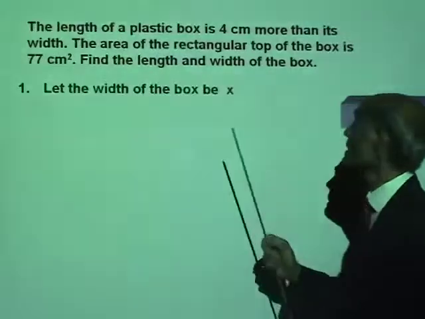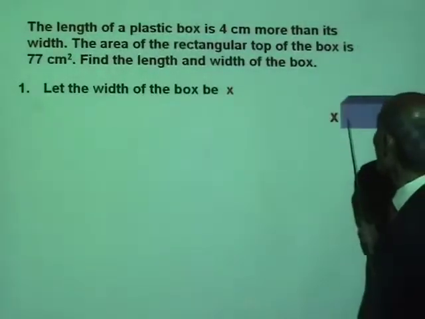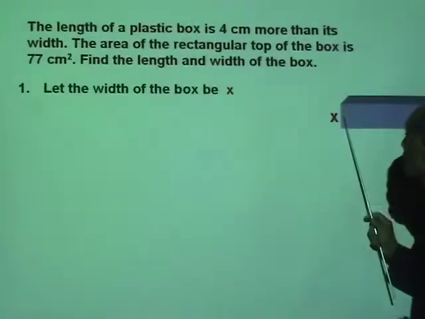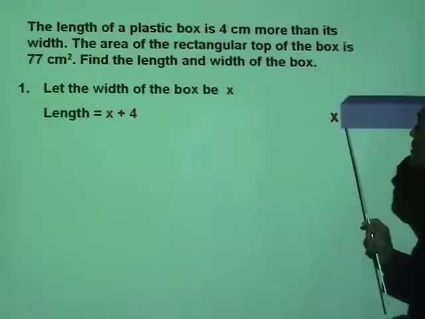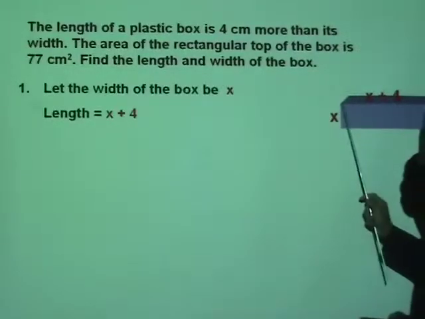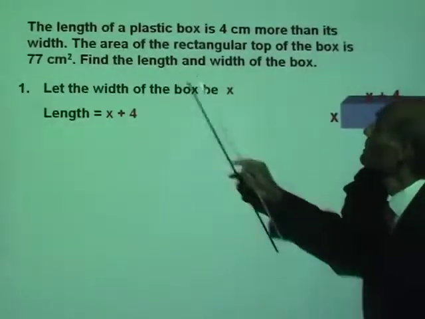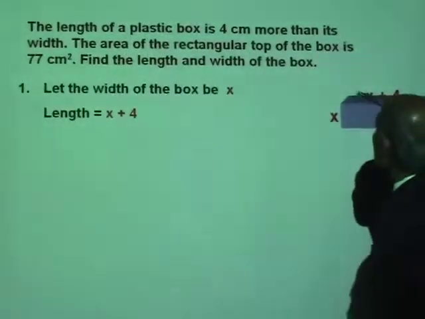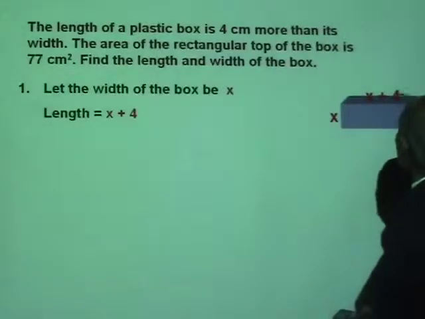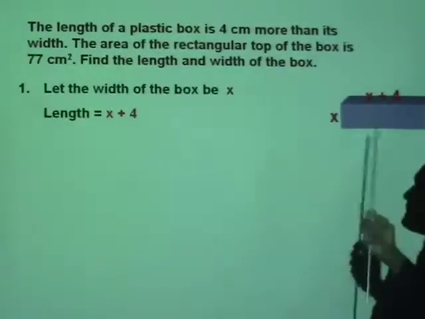Now here is the box, the plastic box. Let the width of the box be x. So this is the width. Then the length will be x plus 4. This is the length, this is the width. You see, this also is the width there. The top part, let's consider the top part. So x is the width, that is x. And the length is x plus 4.